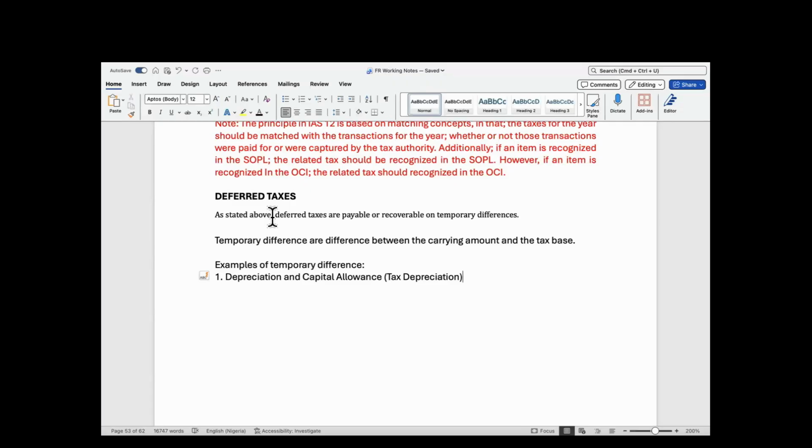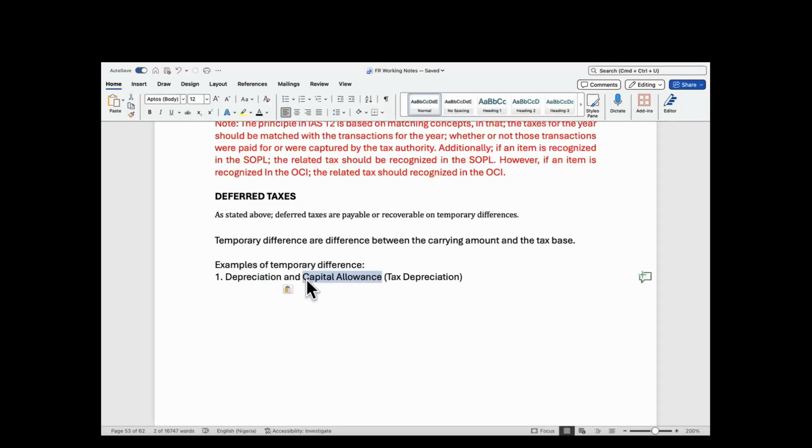So usually, what we compute in our books is depreciation. What the tax authority will capture in respect of this depreciation is capital allowance. So it's usually different. That difference, we capture it as a temporary difference in the books.